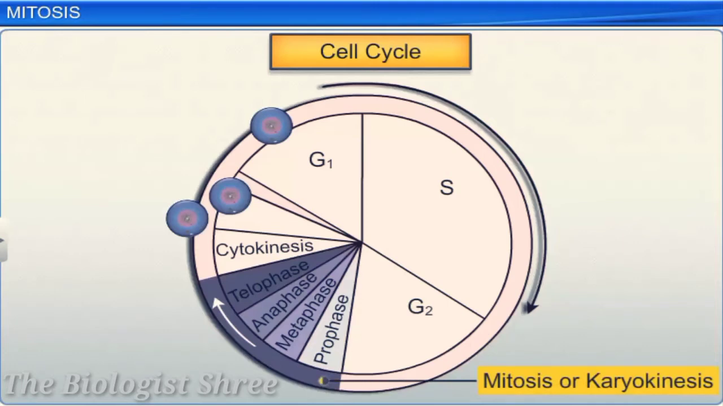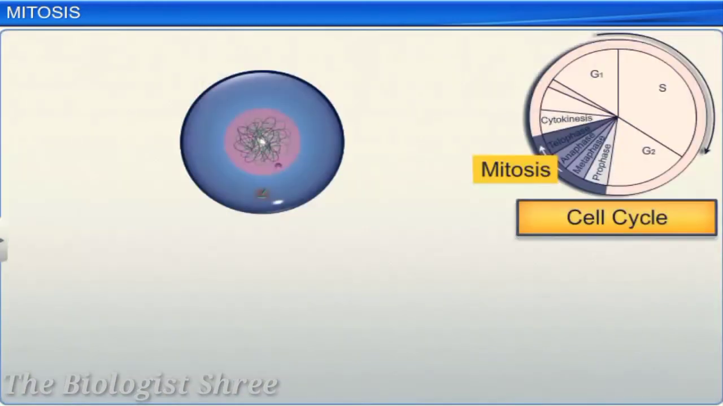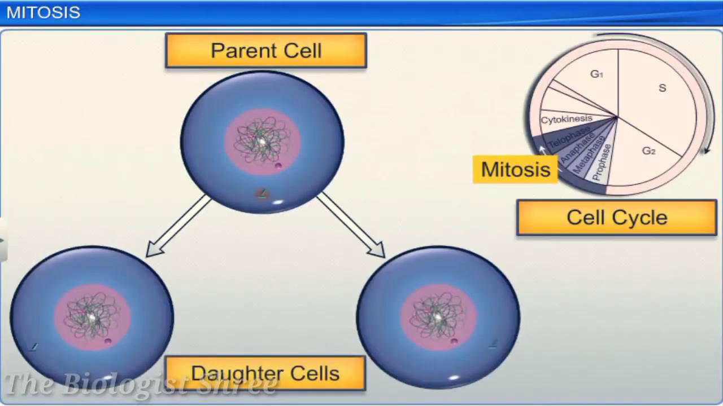Mitosis or karyokinesis, along with cytokinesis, defines the M phase or the mitosis phase of the cell cycle. During mitosis, the parent cell divides into two daughter cells, which are not only identical to each other, but also to the parent cell. Mitosis is also known as equational division, as both the parent and the daughter cells have the same number of chromosomes.